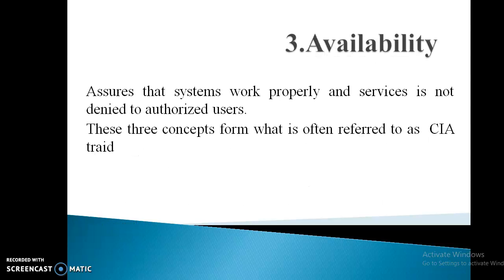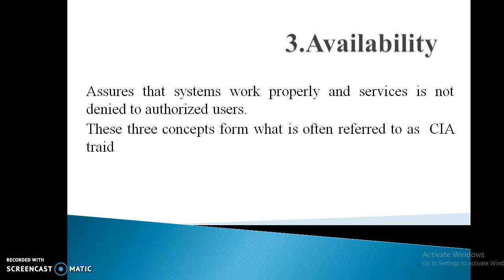Okay. Next, availability. Availability means assuring that the system works promptly and properly, and service is not denied to authorized users. If I am an authorized user, whenever I ask for the information, the system will provide it without any denial. Without any denial, the information should be provided to the authorized users. So this is called the availability of data.